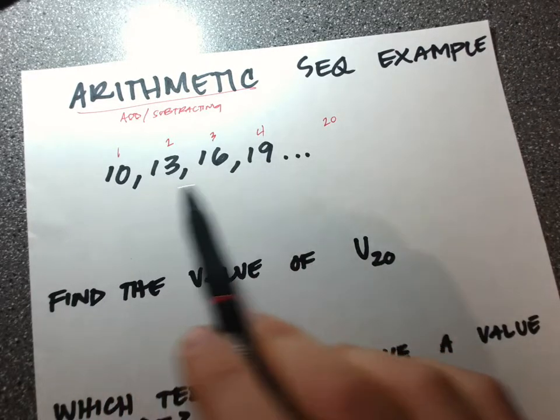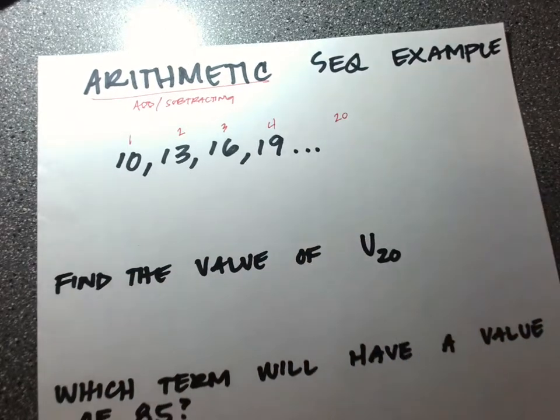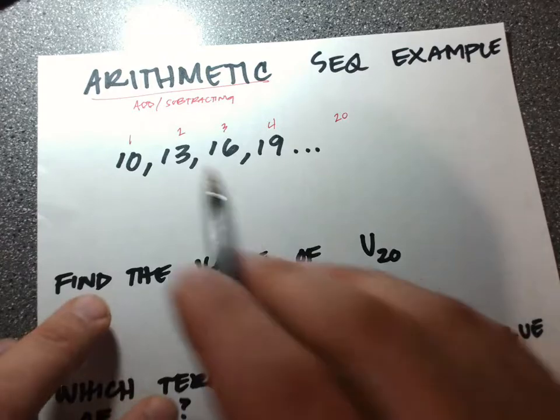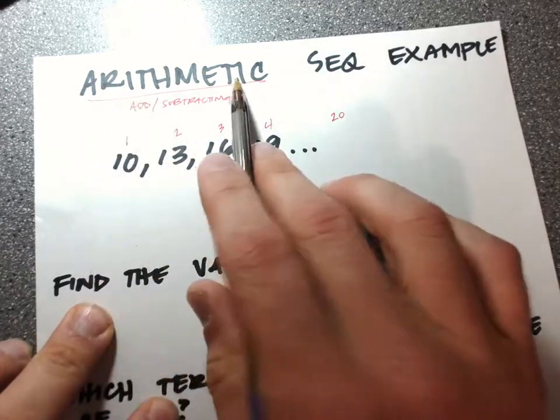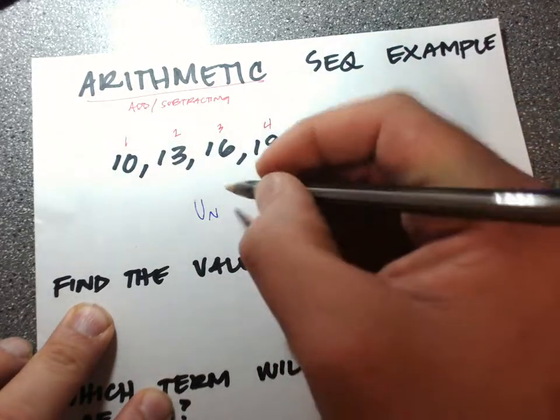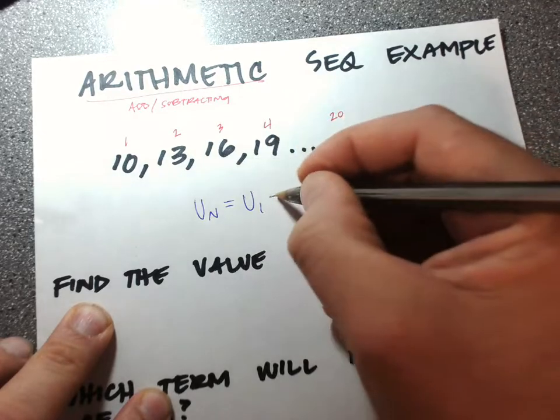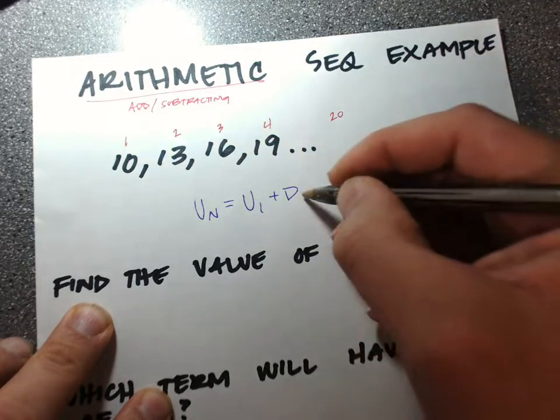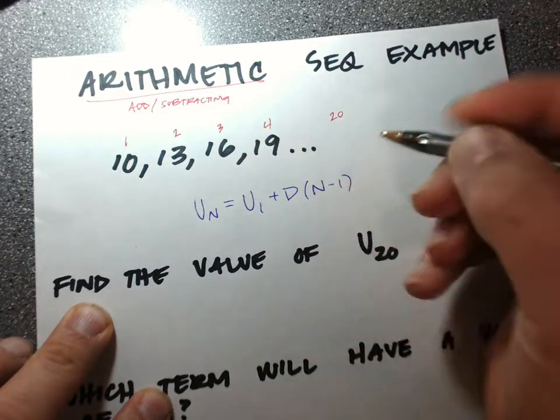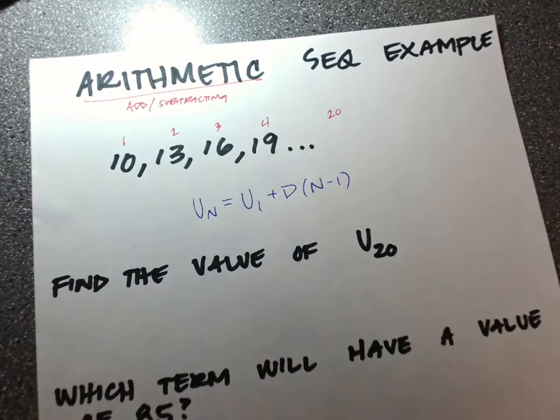These are all U values, the black numbers, and these red ones are all N numbers. They count the values. So if you're trying to find this, the easiest way is with a formula. We've established that for arithmetic sequences, Un, the nth value, unknown to us, can be found using U1 plus the common difference, n minus 1 times. So let's go ahead and set this up.